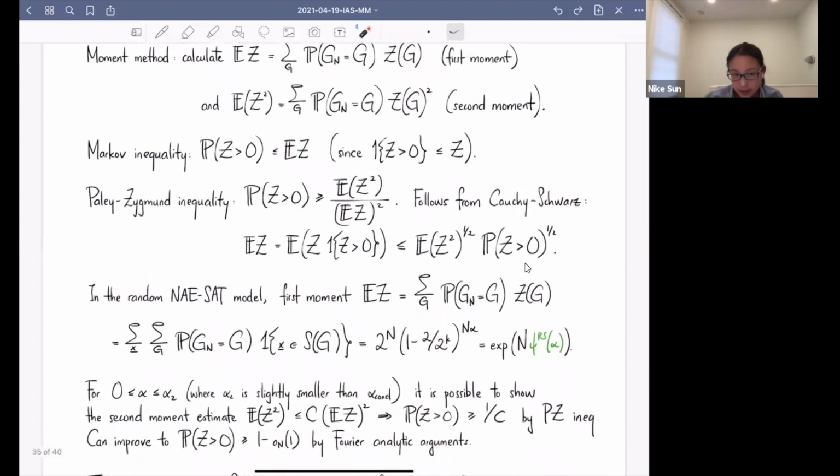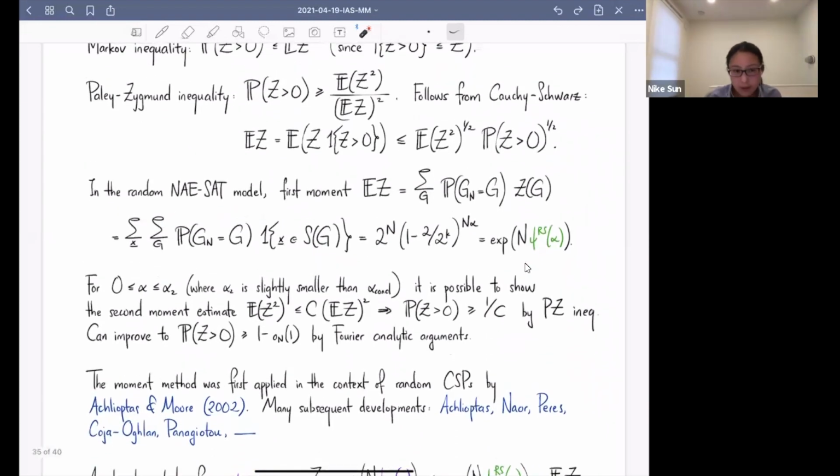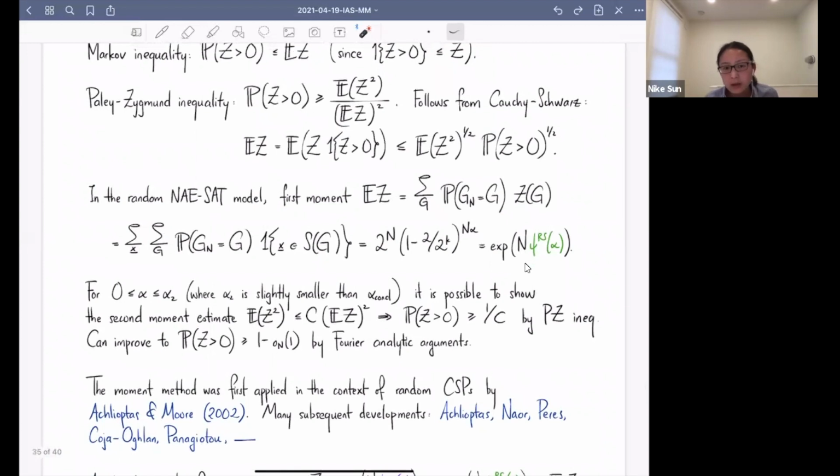When alpha is not too large, it is possible to show that the second moment and the first moment squared are comparable to one another up to constants. As a result, by the second moment inequality, the probability for the number of solutions to be positive is lower bounded by some constant. This can be improved to with high probability by some Fourier analytic arguments. The moment method was first applied in the context of random CSPs by Achlioptas and Moore, and then there were many subsequent developments by these people.